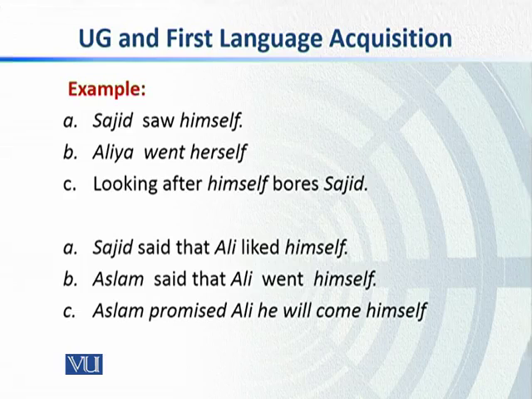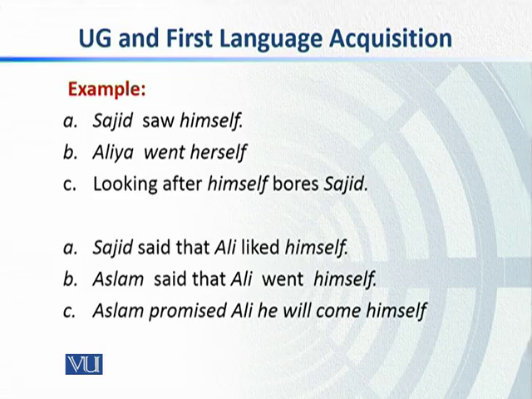Let's have a look at another example. In this set, for instance: Sajid said that Ali liked himself. Aslam said that Ali went himself. You would say that if you were a child processing information, somehow subconsciously you would come to this rule that whenever a possessive pronoun is used, it refers to a noun or someone who is coming just before it. However, look at sentence C, and this assumption is challenged.